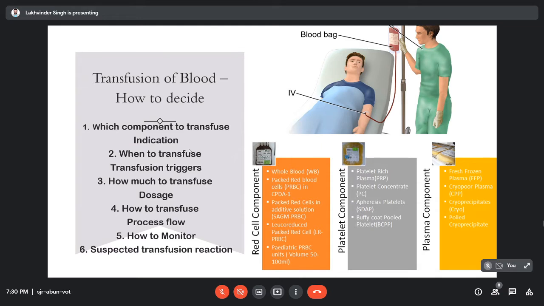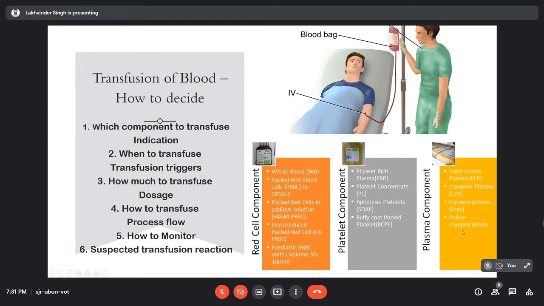Like in our previous lecture, Dr. Hari explained, we have the red cell components, the platelet components, and the plasma components. In the red cell components, we have whole blood, which is nowadays not used, then packed red blood cells, PRBC, additive solution, leukoreduced packed red cells, and small pediatric bags. Then the platelet components: platelet-rich plasma, platelet concentrate, apheresis platelets, and buffy coat pooled platelets. In the plasma components, we have fresh frozen plasma, cryo-poor plasma, cryoprecipitate, and pooled cryoprecipitate.